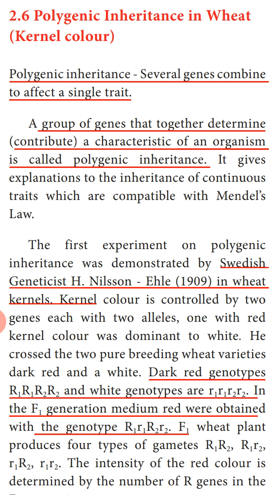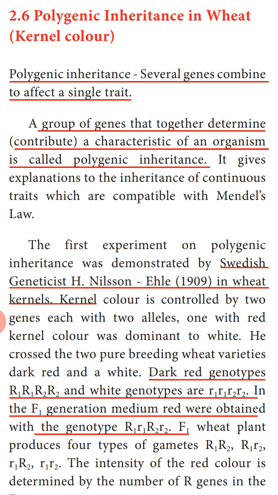Okay, so this polygenic inheritance experiment was first demonstrated by the Swedish geneticist H. Nilsson Ehle in wheat kernels. Kernel color is controlled by 2 genes, each with 2 alleles. So here in the wheat plant, there are 2 genes for the color, and each gene has 2 alleles. One gene gives the red color, which is the dominant, and the other one is the white, which is the recessive.